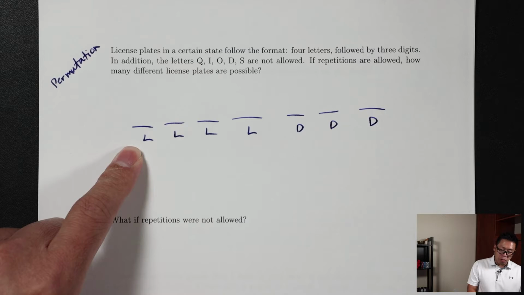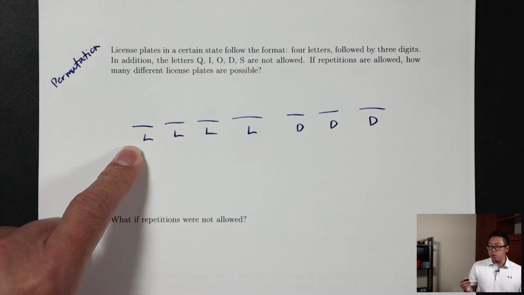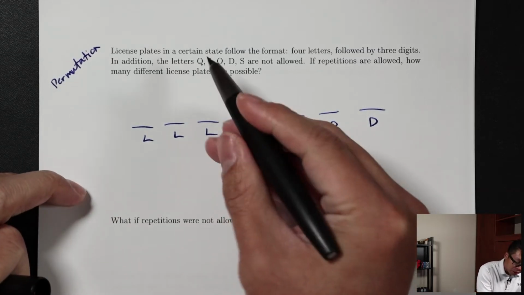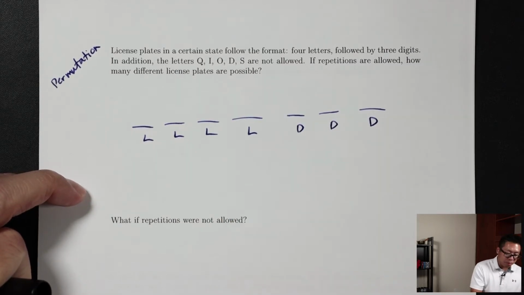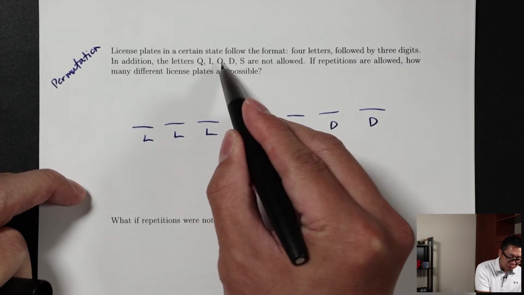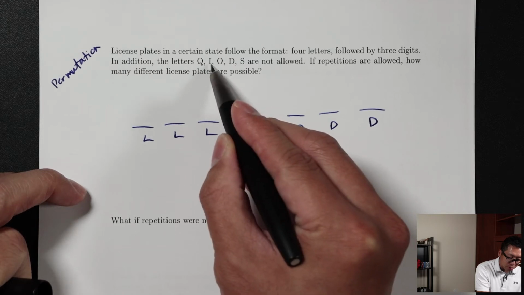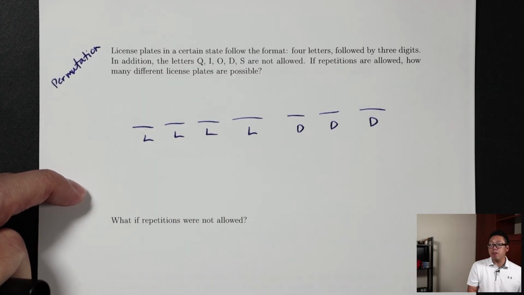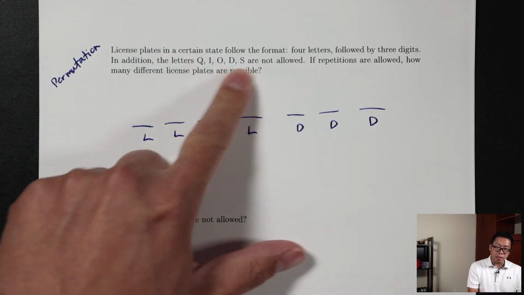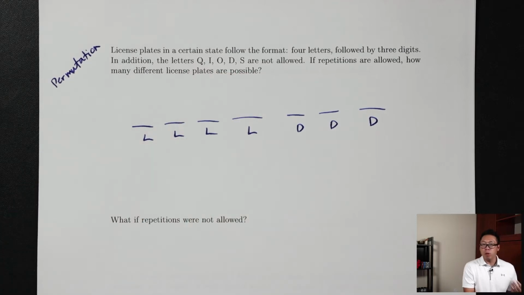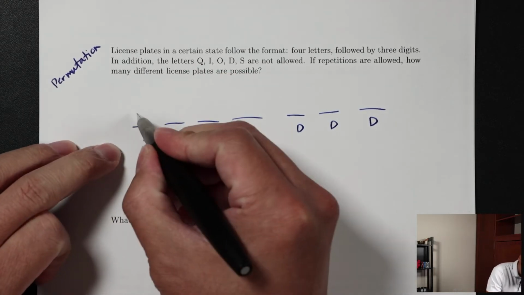Letter. So normally it will be A through Z, which is 26, but we cannot use Q, I, O, D, S. So 26 minus these 5 letters, which would be 21 letters total, right? So A through Z, 26. If we subtract off these 5 letters, we have 21 letters total. So 21 options.